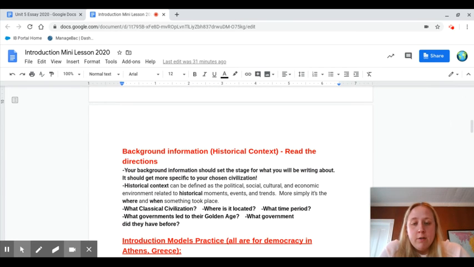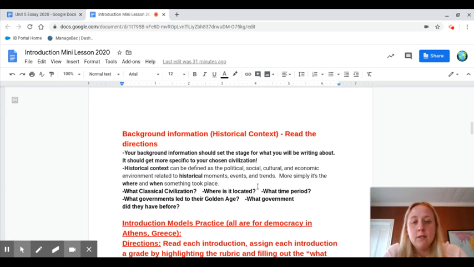Then your background information. So setting the stage for what you will be writing about. This should get specific to your civilization, right? So your hook, not so specific. Your background, you are getting specific. So this is just saying the where and when, right? So what classical civilization are you talking about? Where is it located? What time period? What government did they have? What government did they maybe have right before that? What led to their golden age?